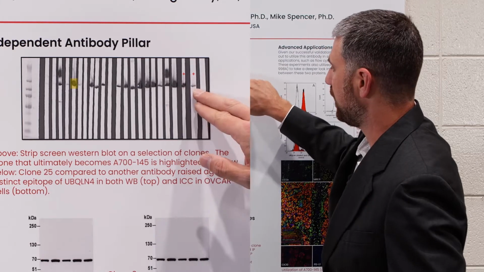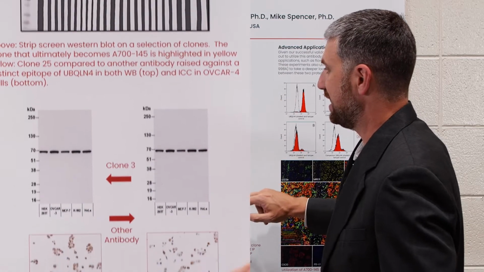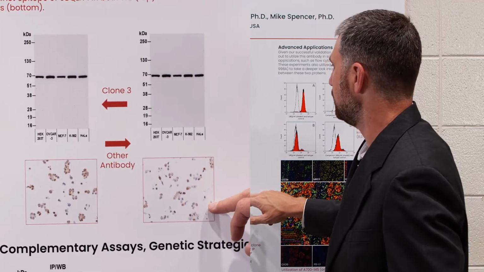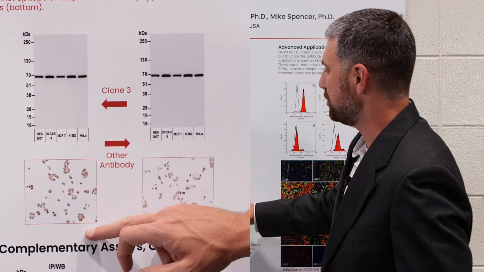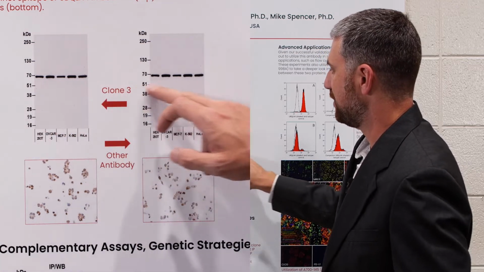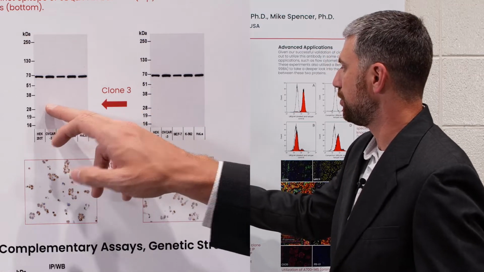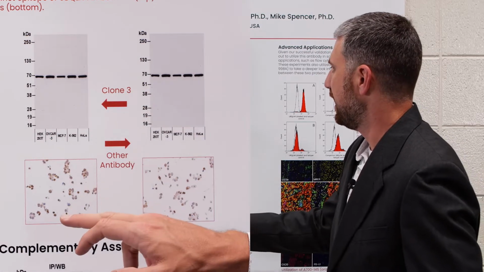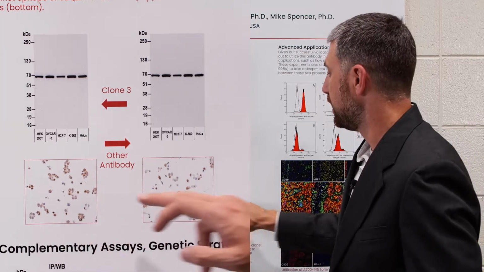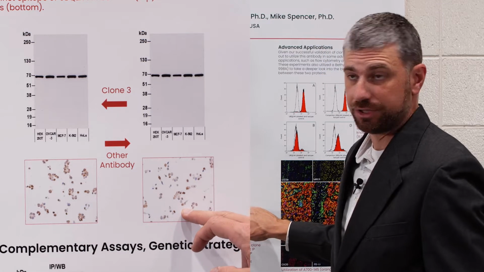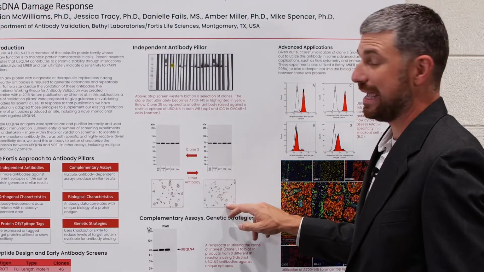And then one of these 2 positive controls here, we use on this side in a Western blot and an ICC experiment in OVCAR4 cells. And then our clone of interest is shown here, and you can see that we have a very similar and comparable result on Western blot here for both clone 3 and our positive control. And the OVCAR4 staining is very similar for both our new clone and the positive control of interest. So that checks off the antibody or the independent antibody pillar.